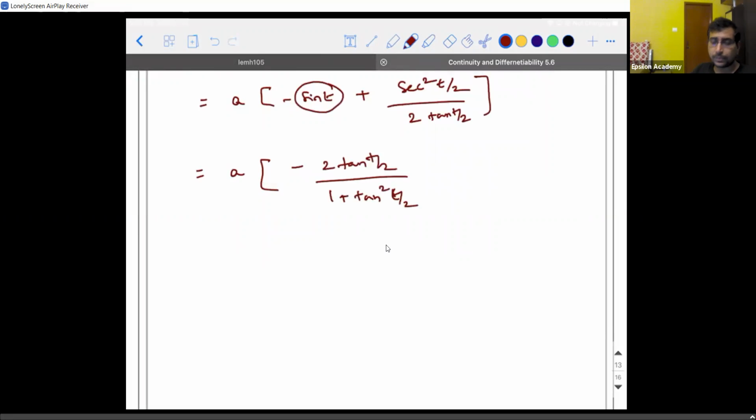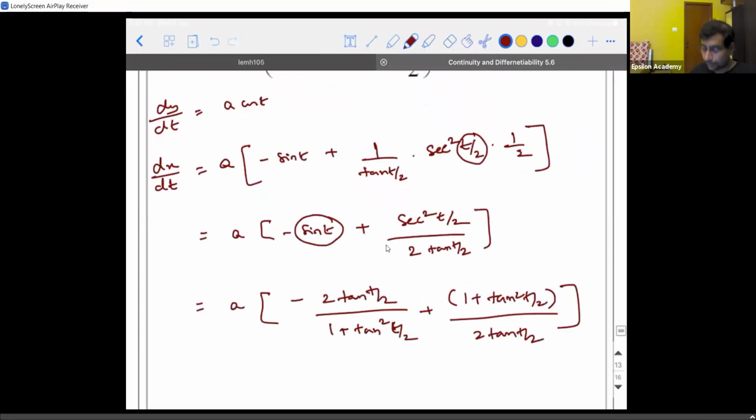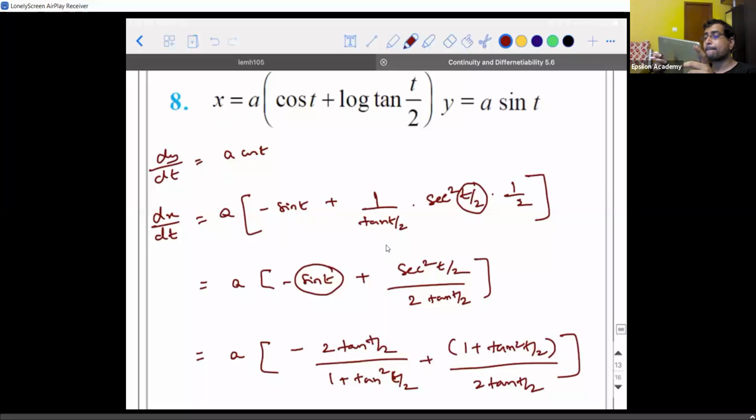Did you understand what I did? There is a formula for sin 2 theta, which is 2 tan theta divided by 1 plus tan square theta. So 2 tan t by 2 divided by 1 plus tan square t by 2 plus secant square t by 2. How do I write it? It is going to be 1 plus tan square t by 2 the whole divided by 2 tan t by 2. Let's see if there is any use of writing like this.